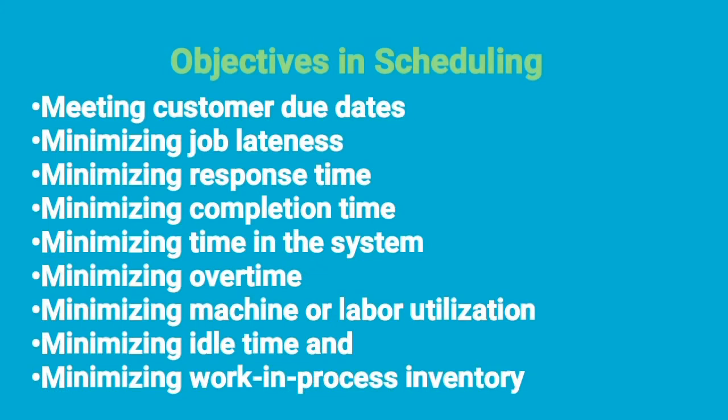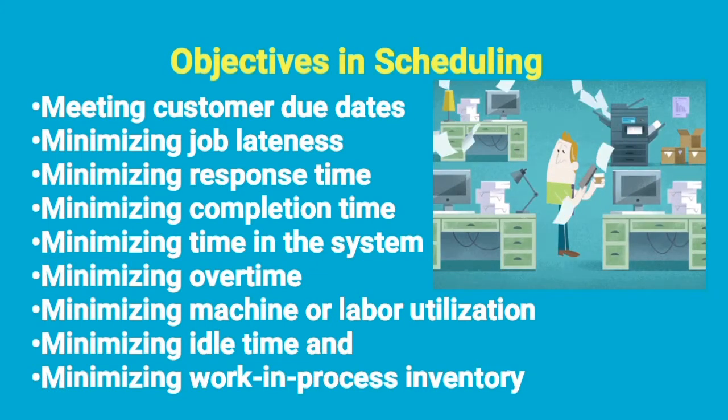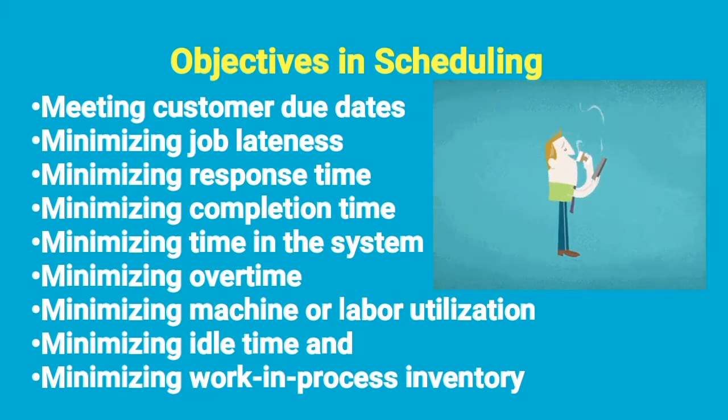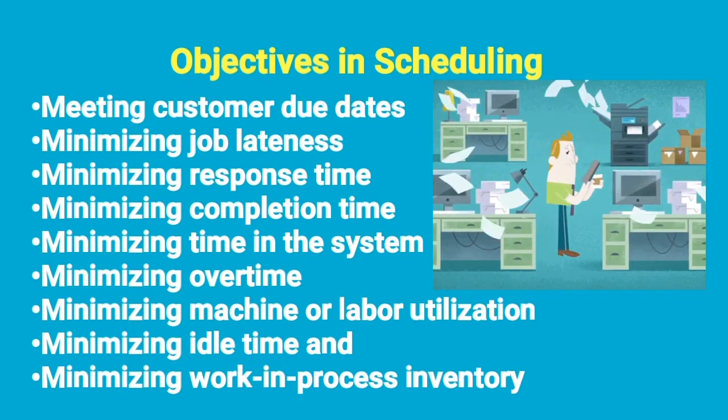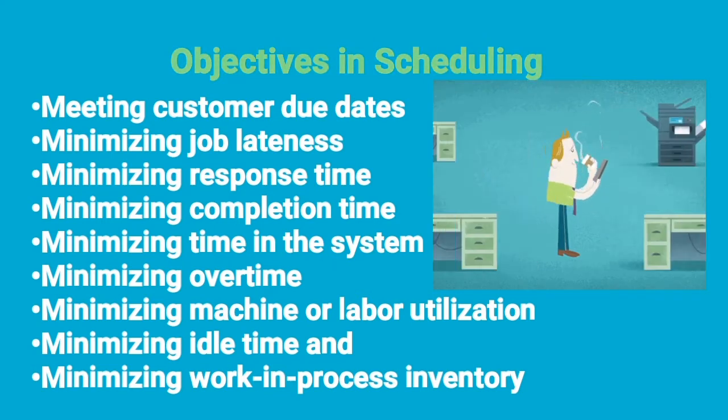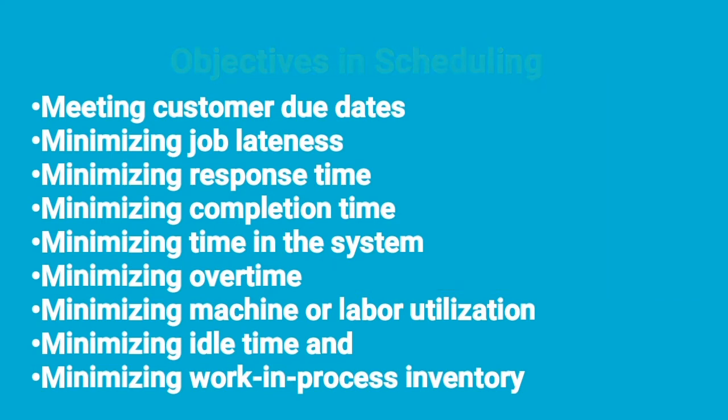There are objectives in scheduling. First is meeting customer due dates, minimizing job lateness, minimizing response time, minimizing completion time, minimizing time in the system, minimizing overtime, maximizing machine or labor utilization, minimizing idle time, and minimizing work in process inventory.